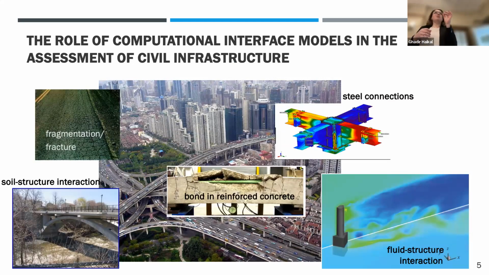You can have small interfaces in cracks, for example, or you can have structural level interfaces when you're looking at different components of a steel connection, or between reinforcing bar and concrete in reinforced concrete, or there can be a much larger interface, like when we look at fluid structure or solid structure interaction problems. So these interfaces are the major mechanisms of load transfer. This is where the damage happens. This is where the load path is happening.